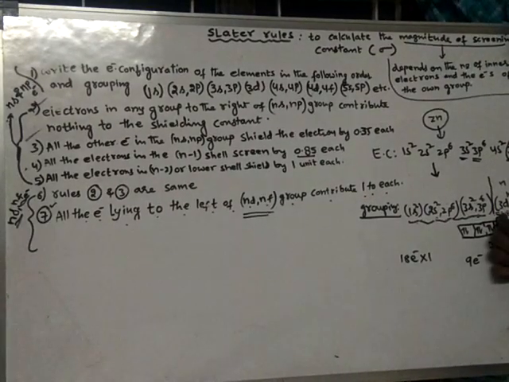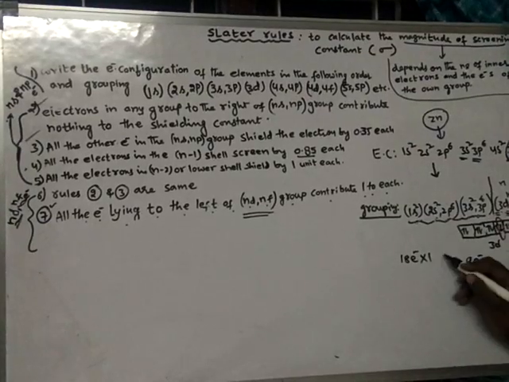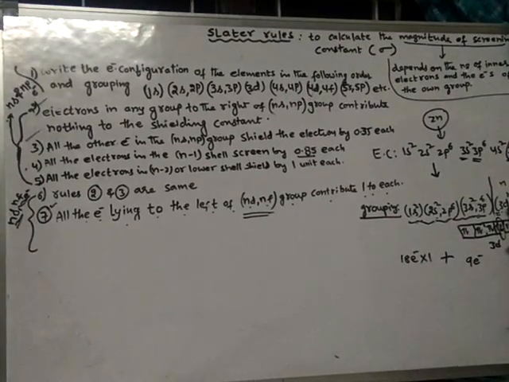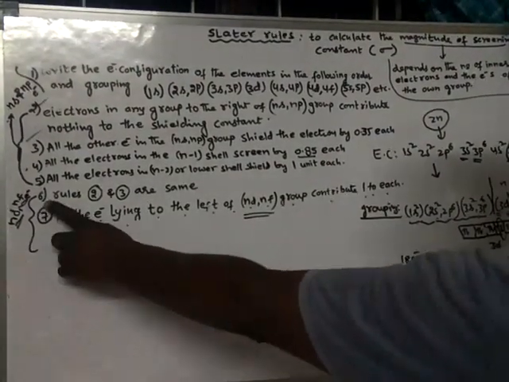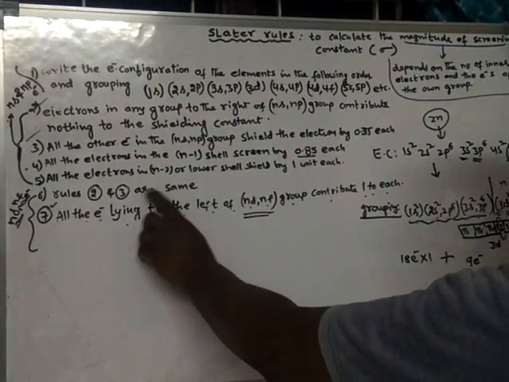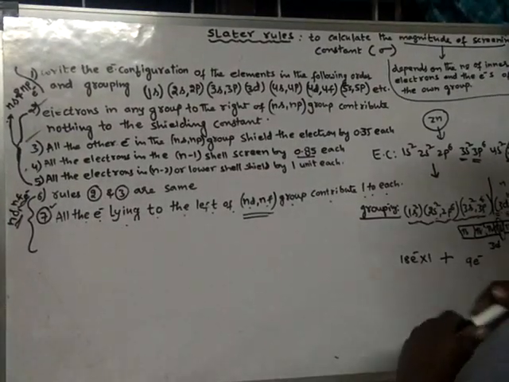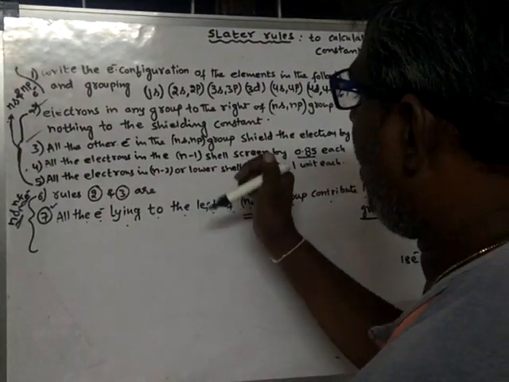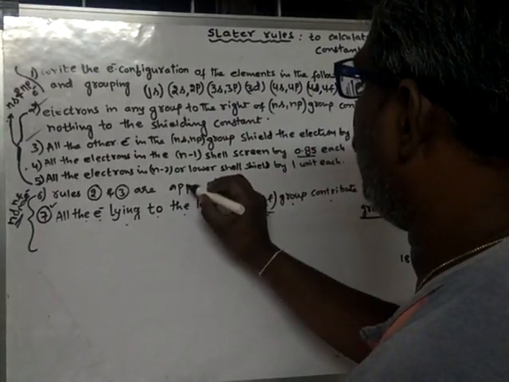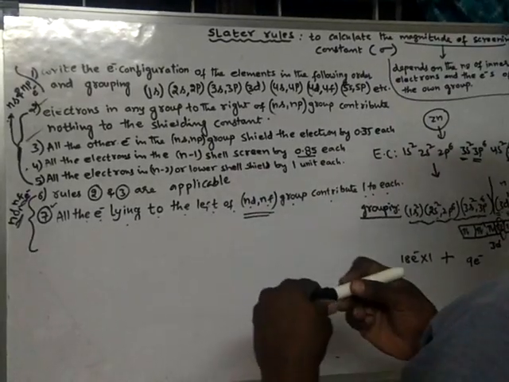But for this group, for these 9 electrons, how much screening constant are these 9 electrons providing on this electron? For this, again we have to look into rule 6. Rule 6 says that rules 2 and 3 are the same. Even for nd and nf electrons, rules 2 and 3 are applicable.